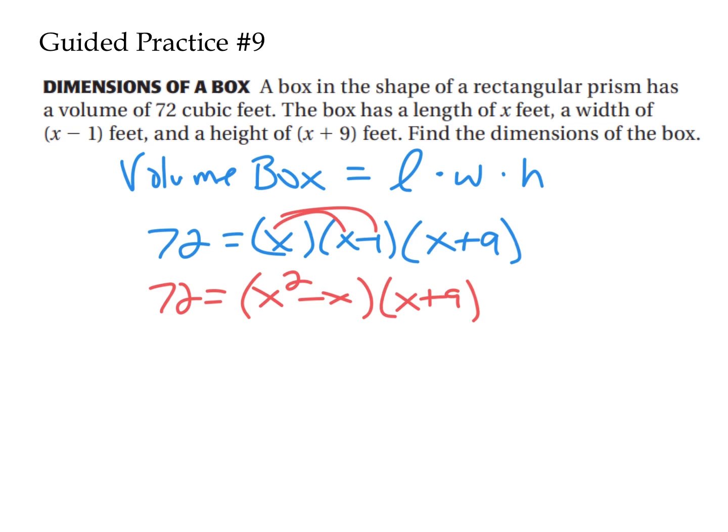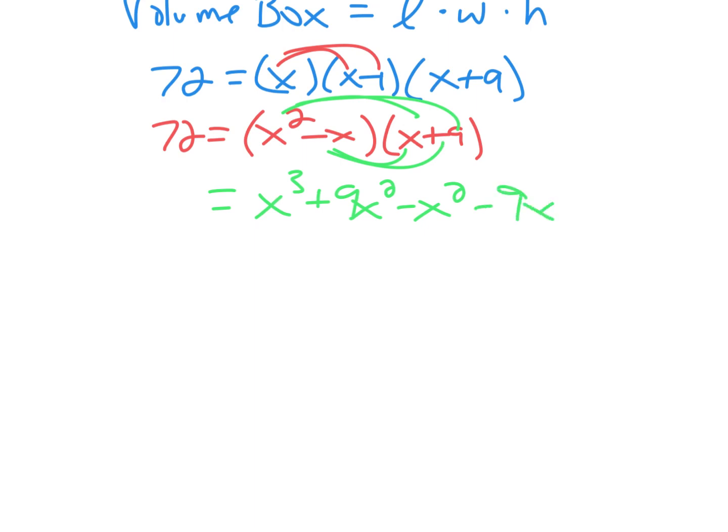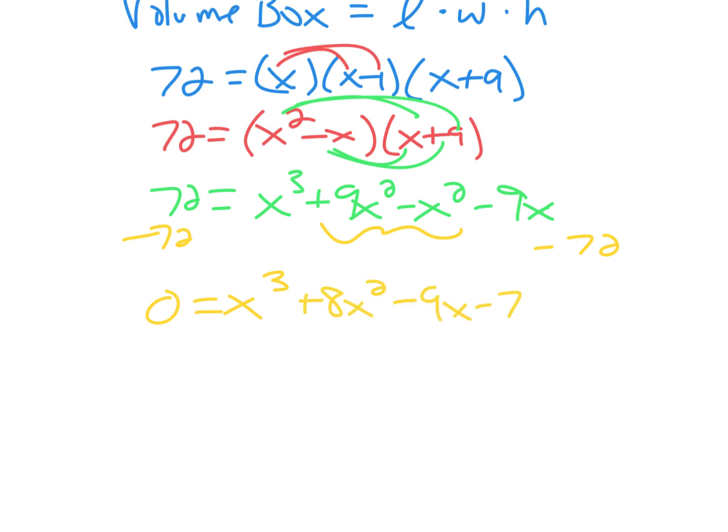And then we can further multiply and distribute into the parentheses. So we can distribute the x squared into the parentheses, and we're going to have x squared times x, and x squared times 9. Then we have negative x times x, negative x squared, and negative x times 9, negative 9x. And that equals 72. Then we can subtract the 72 on both sides and also combine these like terms. So we're going to get 0, because to solve it, we're going to need to have it set equal to 0. x cubed plus 8x squared minus 9x minus 72.